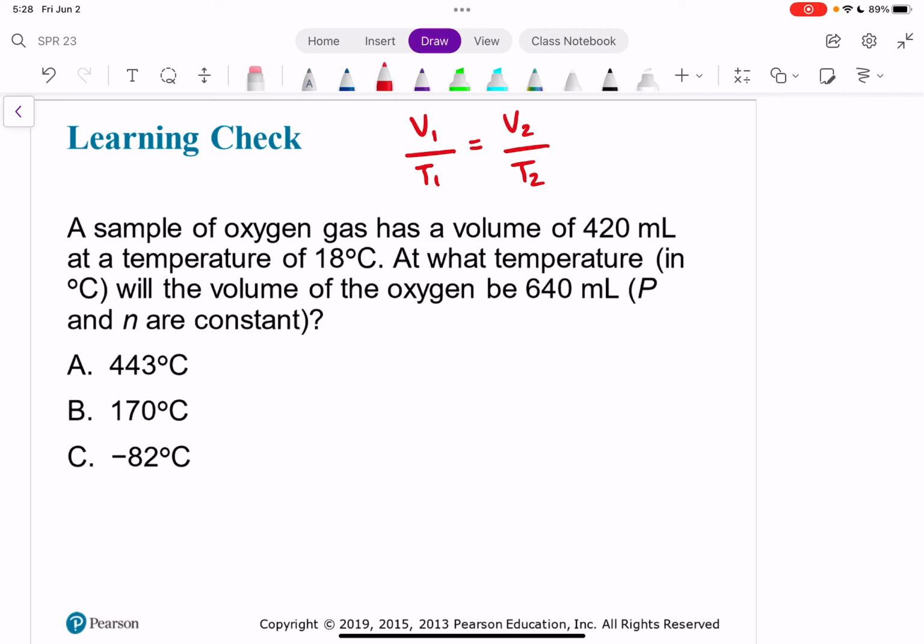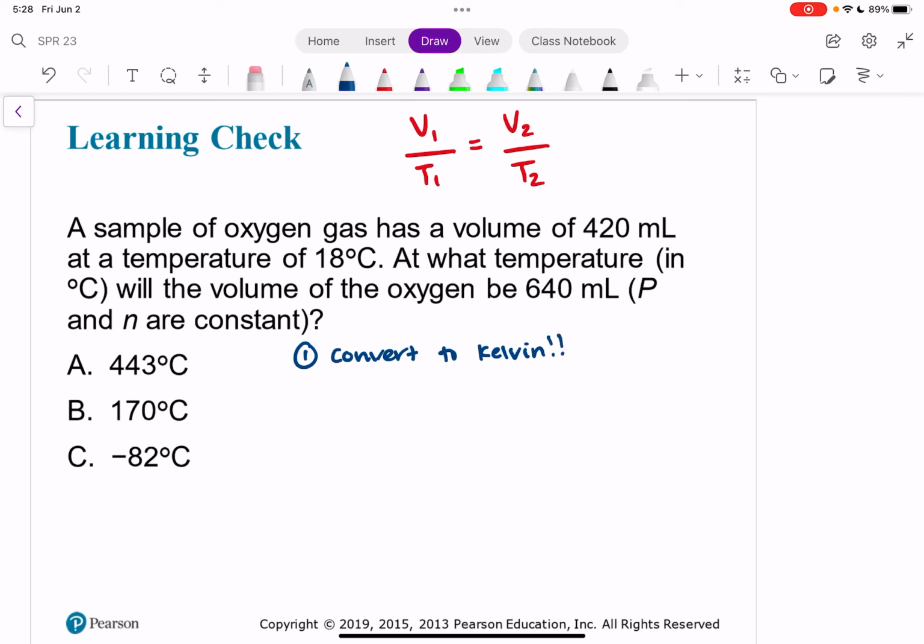So a sample of oxygen gas has a volume of 420 mL at a temperature of 18 degrees Celsius. Oh, degrees Celsius. What do we need to do right away? Yeah, let's convert that to Kelvin. Okay, so let's go ahead and convert. Step 1, convert to Kelvin.